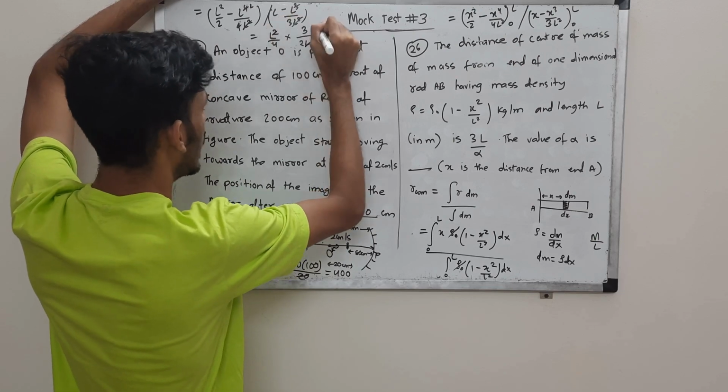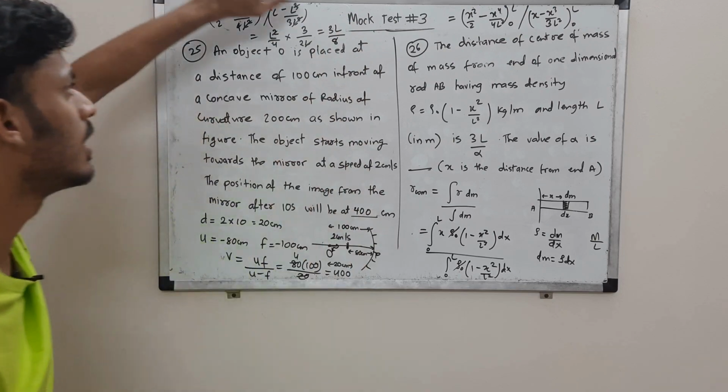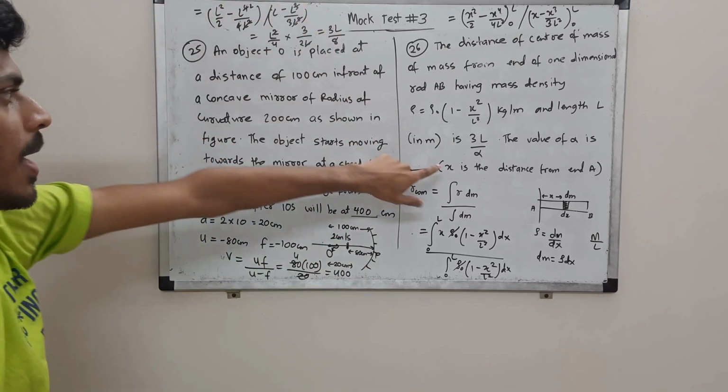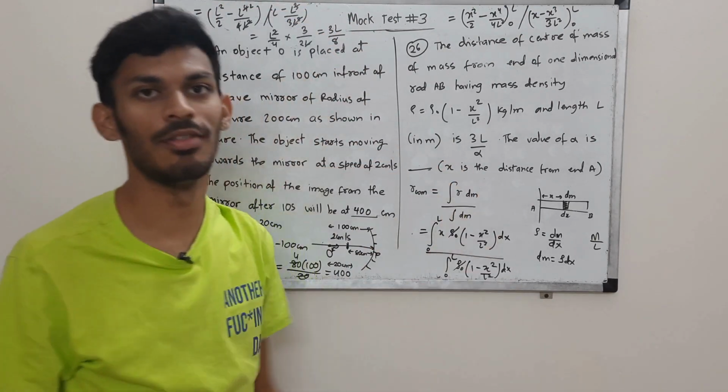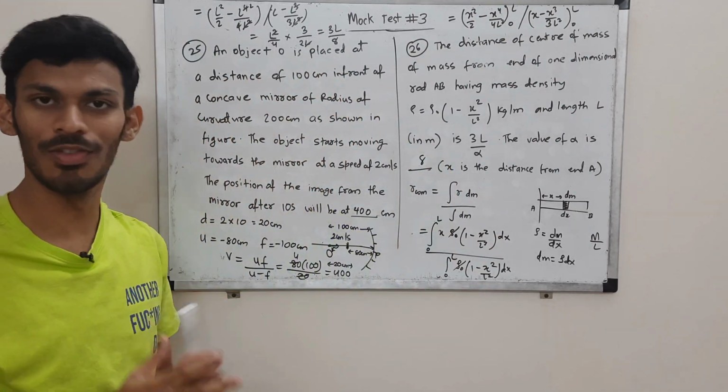So L and L will get cancelled, we'll get 3L by 4 2s are 8, right? 3L by 4 2s are 8. So if you compare that with 3L by alpha, the value of alpha is nothing but 8, okay. So that's from this question. Over to the next question.